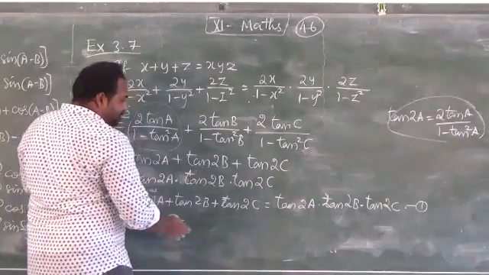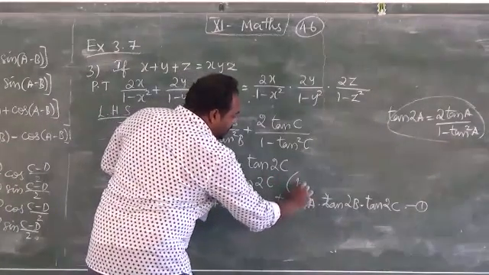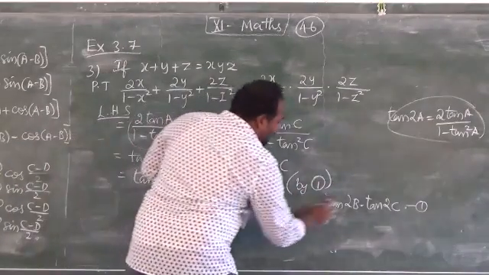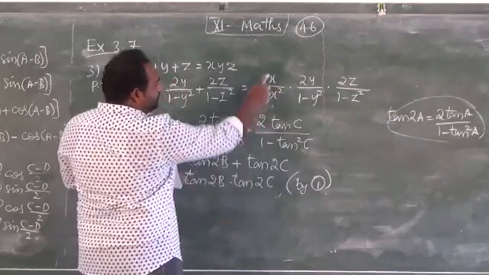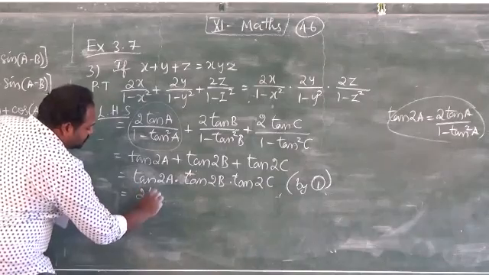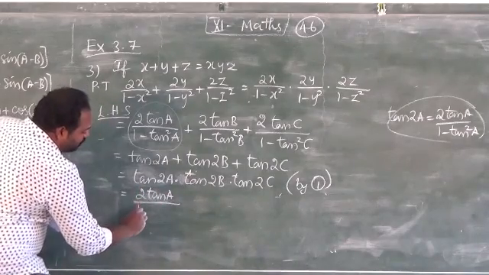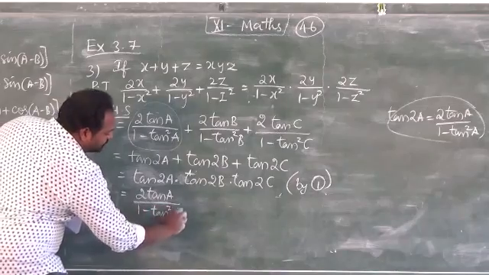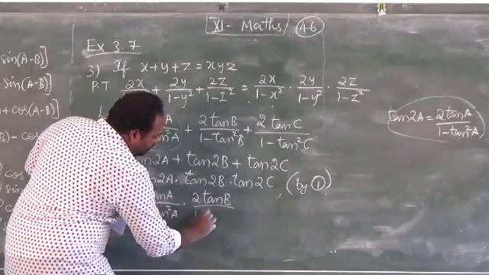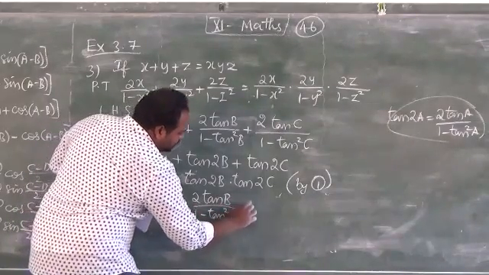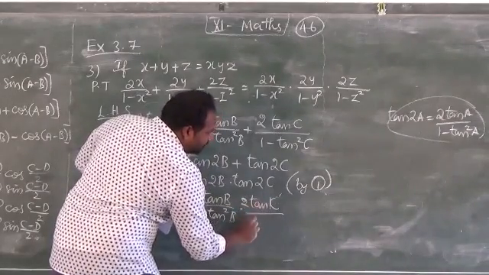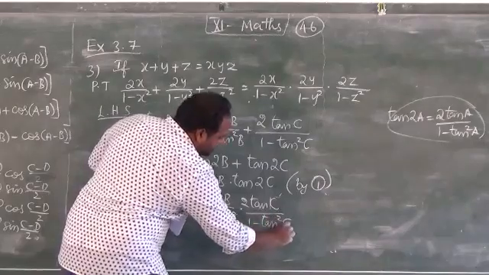So, this once again by using equation 1. Okay, now I have to bring these values, 2x by 1 minus x. Anyway, tan 2a can be written as 2 tan a by 1 minus tan square a by using the identity. Tan 2b is 2 tan b by 1 minus tan square b, into tan 2c, 2 tan c divided by 1 minus tan square c.